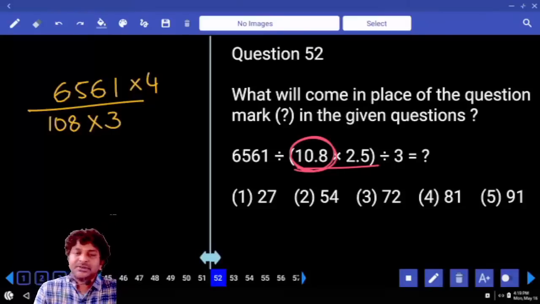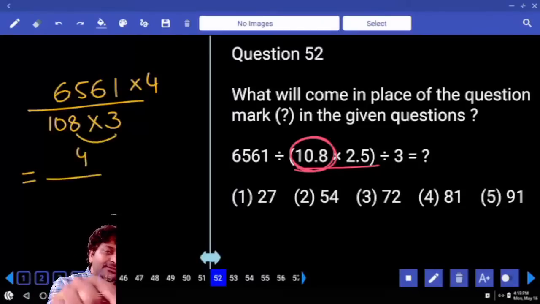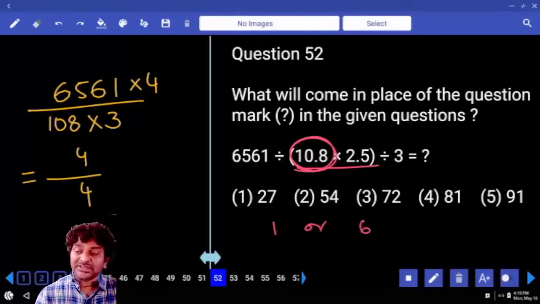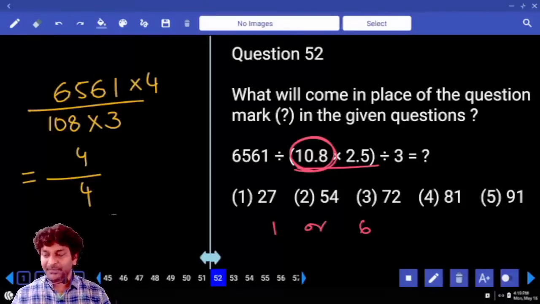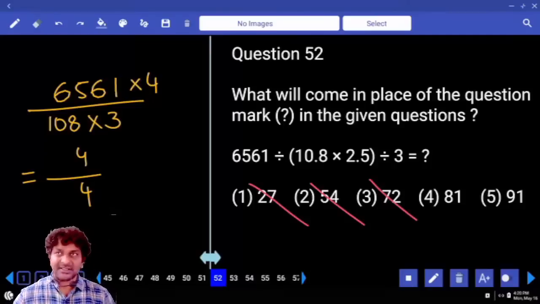4, 4. 2 options. Okay. Now, verify the last digit. 1 into 4. Denominator, 3 into 8. Come on. 4 into which number ends with 4? Either 1 or 6. 4 into 6 also ends with 4. Right? So now your answer must end with either 1 or 6; the first, second and third options are eliminated. Yes. 2 options are there.